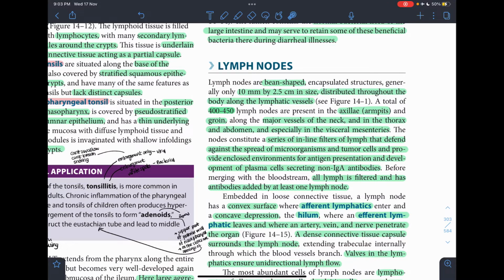They provide an enclosed environment for antigen presentation and development of plasma cells secreting non-IgA antibodies. Before merging with the bloodstream, all lymph is filtered and has antibodies added by at least one lymph node. So before the lymph completes its circulation, all the lymph is filtered and the antibodies are added to the lymph by the lymph nodes. So another function of lymph nodes is to add antibodies to lymph.